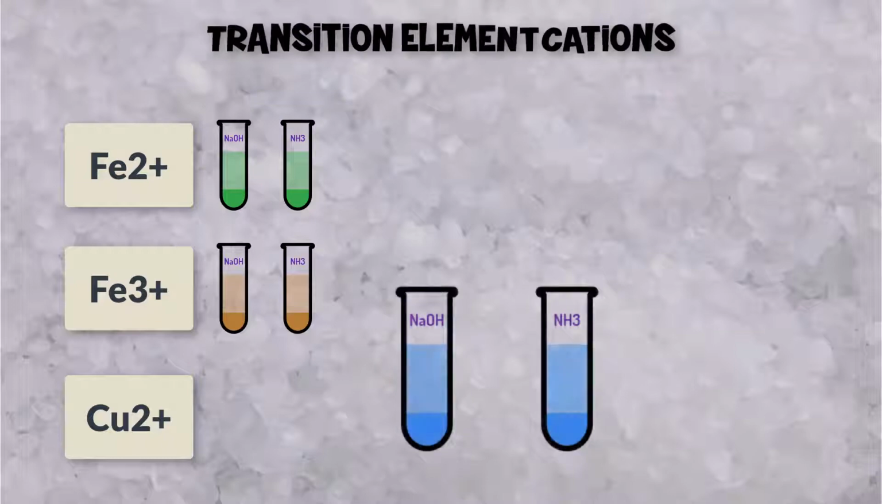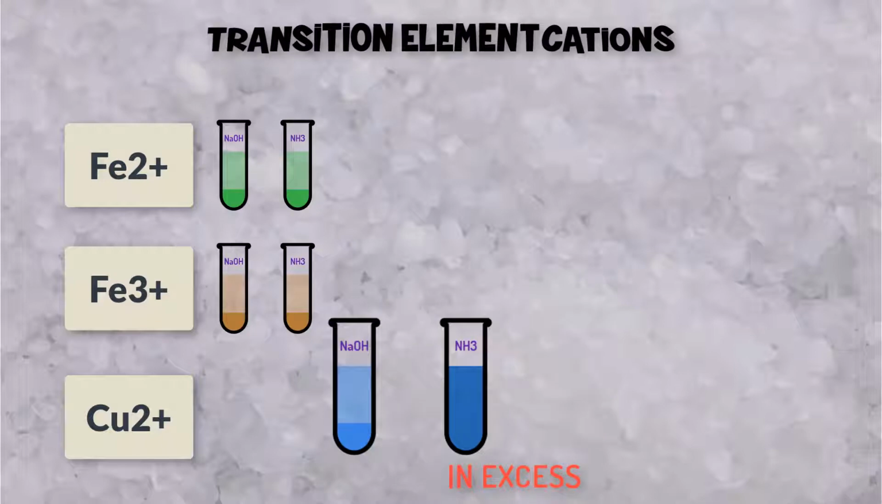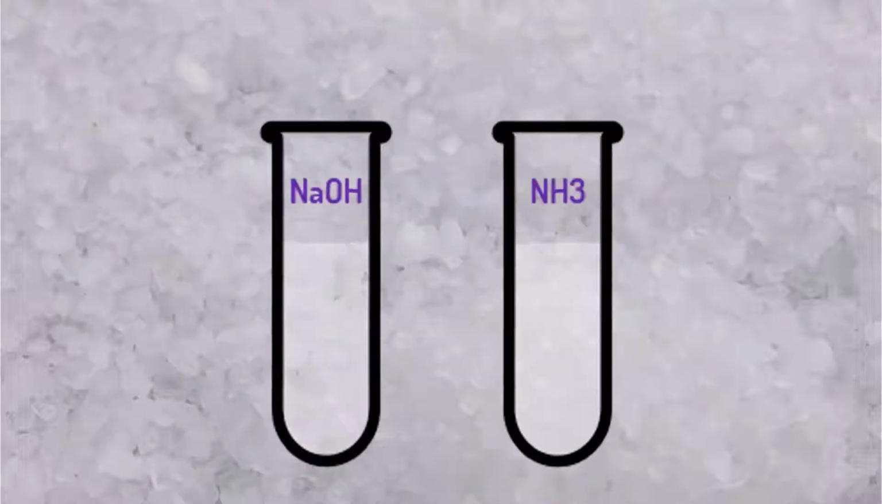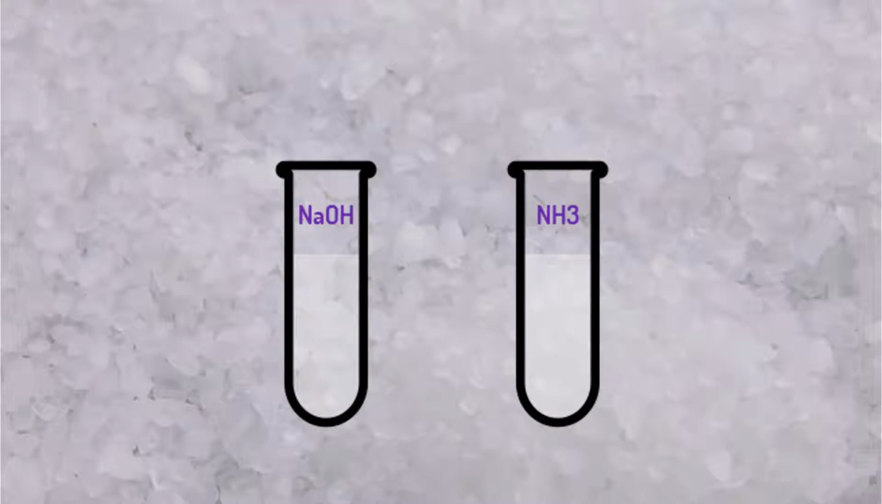If blue insoluble precipitate is formed in excess sodium hydroxide but soluble in excess aqueous ammonia that forms a dark blue solution, copper-2 ions are present. If no precipitate formed when either of the solutions are added, ammonium ions are present.